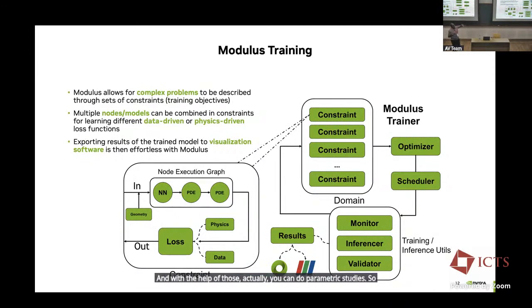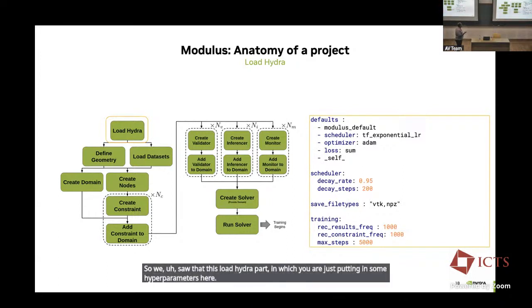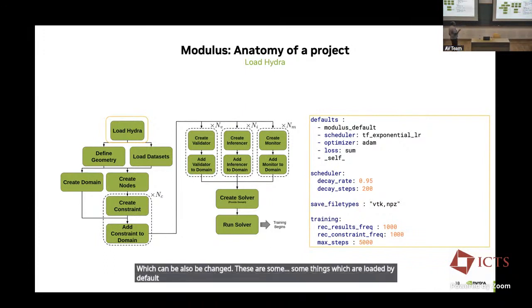So if you have some amount of data and physics loss, but in the physics equations you might have some uncertain parameters. For example, one term has a coefficient which is not fully known. In that case, that parameter also you can try to guess if you have some amount of data. So we saw this load Hydra part in which you are just putting in some hyperparameters, which can also be changed. These are some things which are loaded by default, but you can also change them.